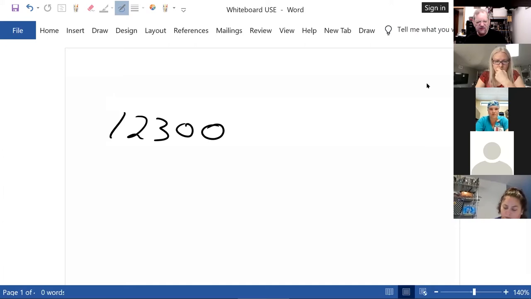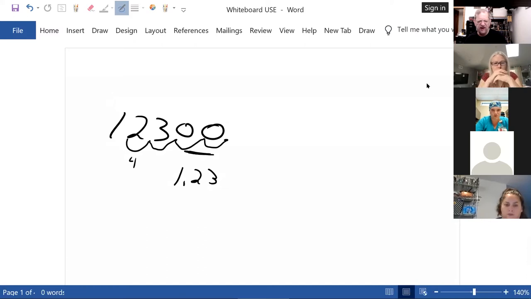How do you write this in scientific notation? You look at the end, if there were a decimal point right there, you move it to the right of the first non-zero number. 1, 2, 3, 4. I moved it 4 times. So this would be 1.23. When a number is greater than 10, zeros at the end without a decimal are dropped. Times 10, and how many times did I move it? 4. So this would be 10 to the fourth.